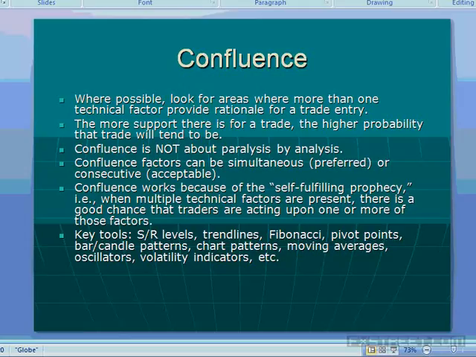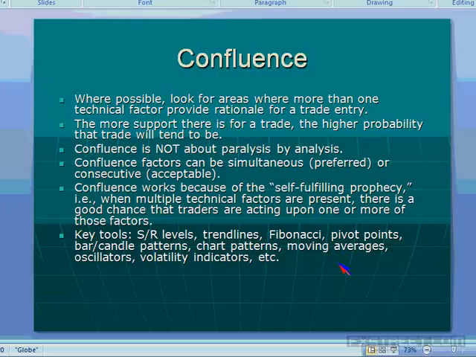Confluence is simply the fact that when you have a coming together of different rationales to support a trade, then at that point I believe it's a higher probability type of trade than if you only, let's say, had one rationale for getting to that trade. So where possible, I'm looking for more than one technical factor to provide rationale for a trade entry. The more support there is for a trade, the higher probability that trade will tend to be.